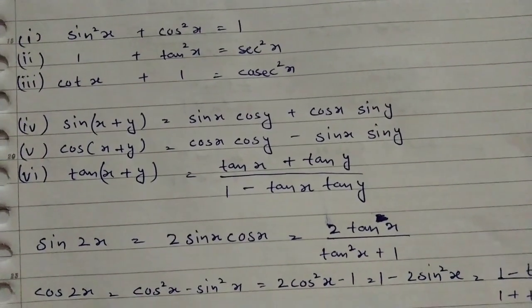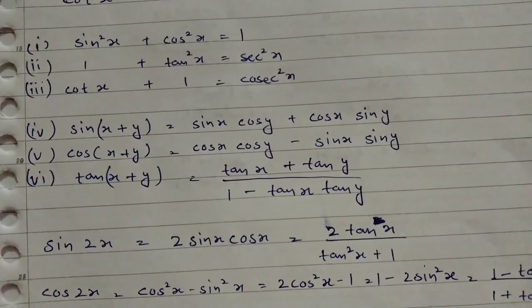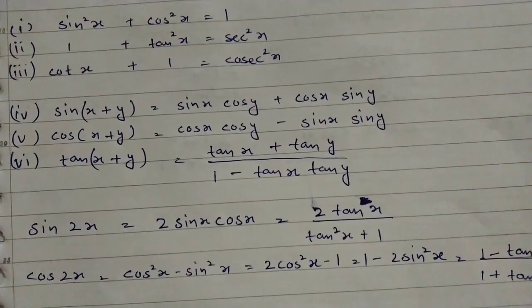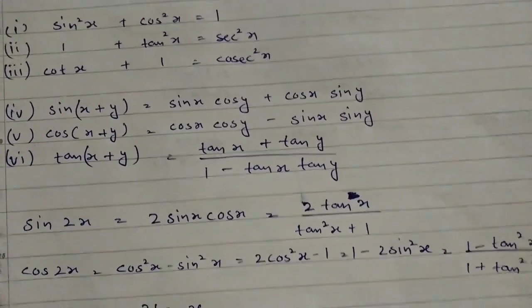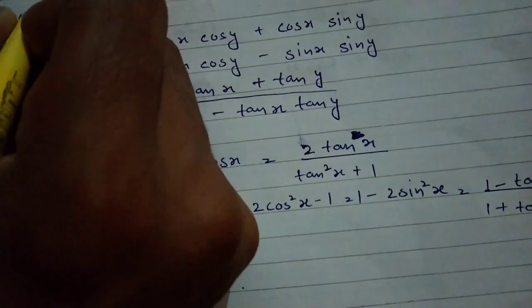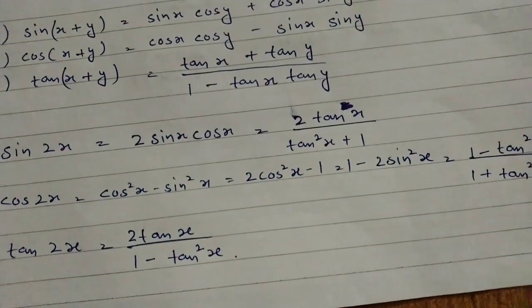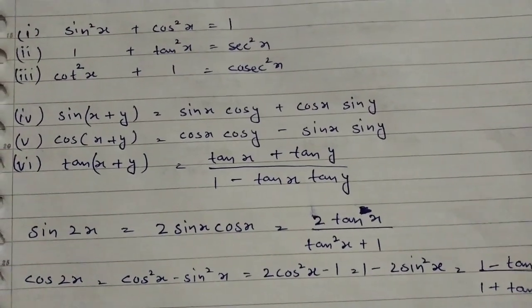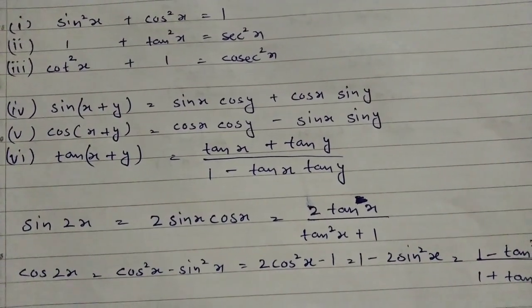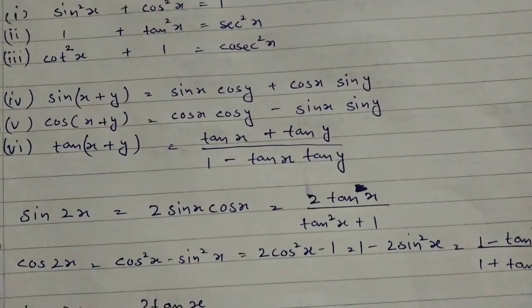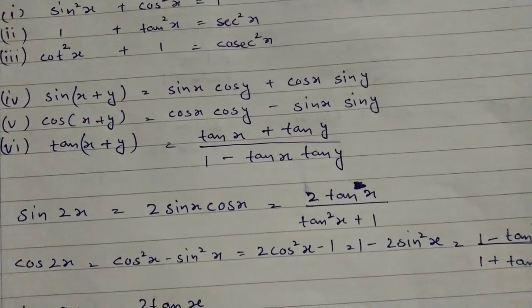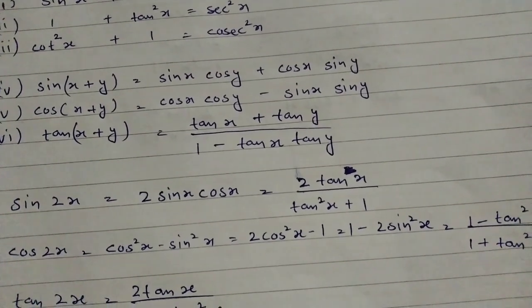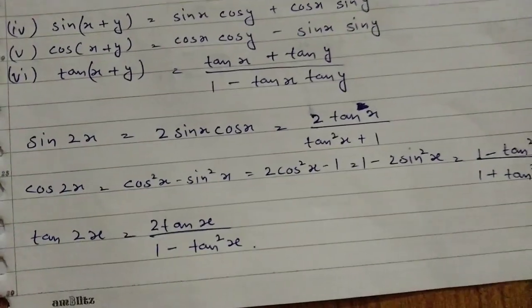So here today we discuss some formulae. Sin square x plus cos square x is equal to 1, 1 plus tan square x is equal to sec square x, cot square x plus 1 is equal to cosec square x, and sin of x plus y is equal to sin x cos y plus cos x sin y. Cos of x plus y is equal to cos x cos y minus sin x sin y, and tan of x plus y is equal to tan x plus tan y over 1 minus tan x tan y.